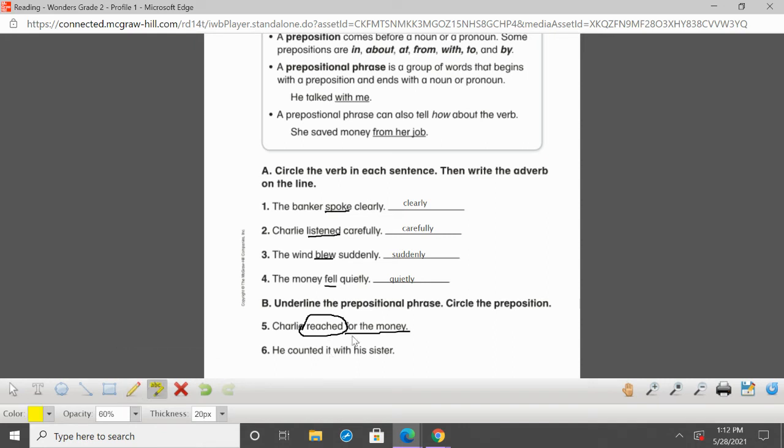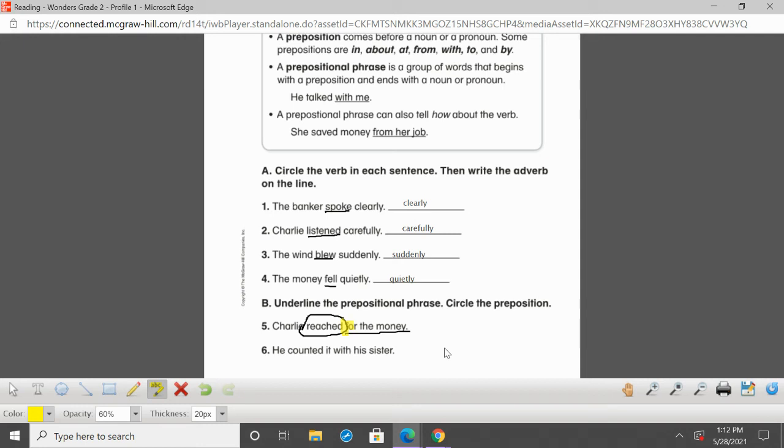So I'm going to go ahead and highlight it. I'm going to change directions here a little bit. So Charlie reached, what did Charlie reach? Charlie reached for the money. So we have our preposition for, and then we have money for our noun or pronoun. All right, let's look at number 6.